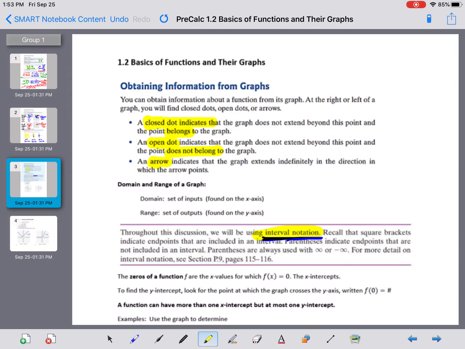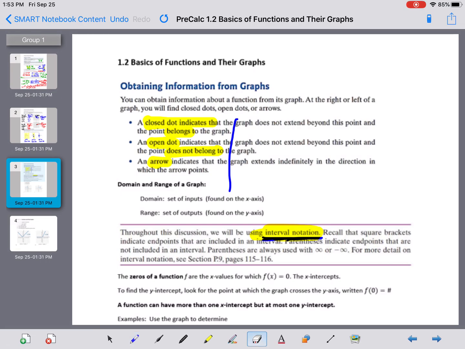So keep in mind we're using interval notation when we give our answers on these, okay? Square brackets mean, yes, they include them. Parentheses means it goes up to that point but does not include that, okay? If we go to infinity and negative infinity, you have to use parentheses.